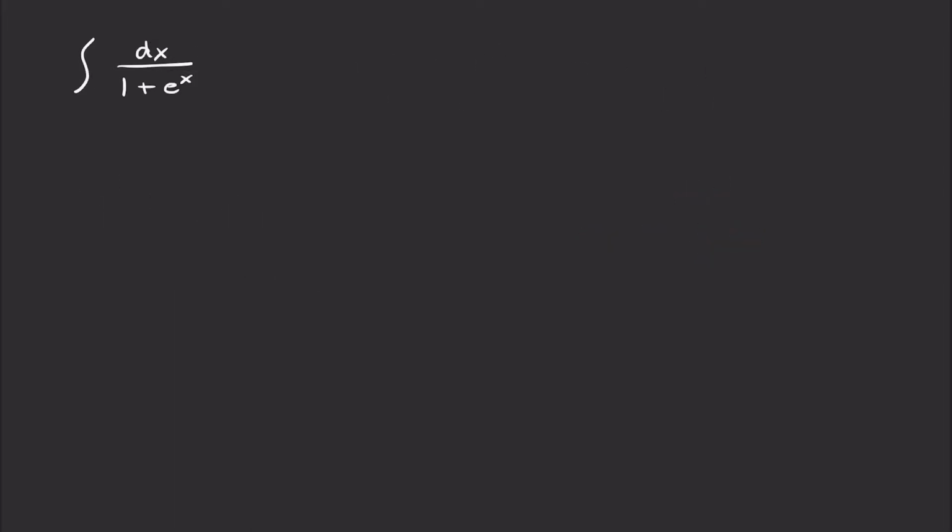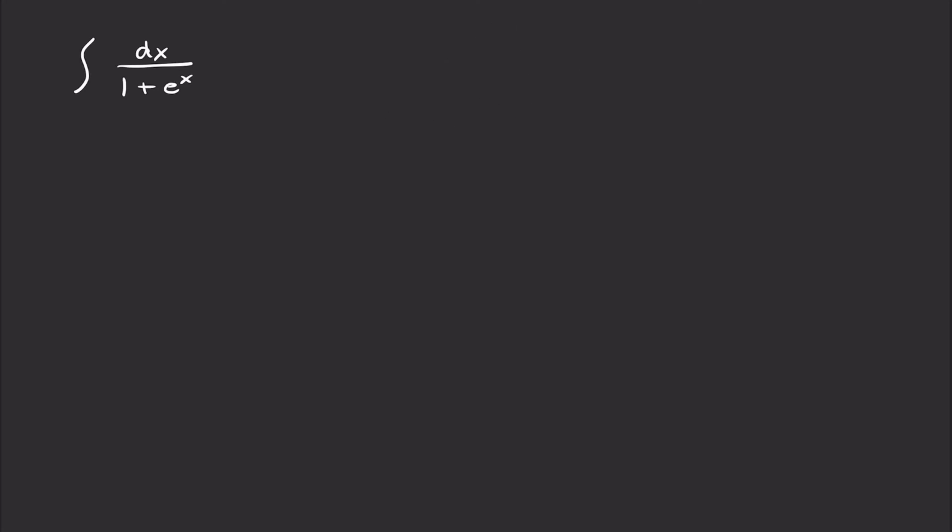The next integral is dx over 1 plus e to the x. So as written, it's not really easy to find a good u to substitute in, because if we let u, for example, be e to the x, then our du is going to be e to the x, and we don't have another e to the x in our integral.